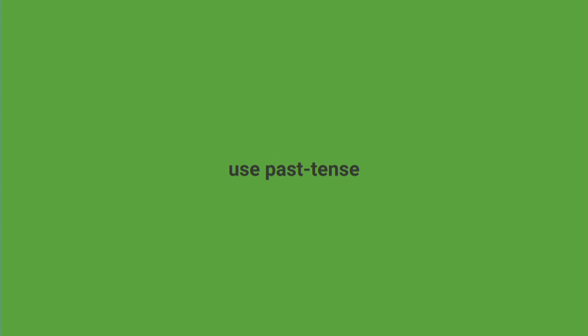So first, the name. Use past tense, because events have happened in the past, because these changes in our system have happened in the past, it's extremely logical to use past tense in these names. And also try to make sentences, because it's easier to read sentences than something that is basically unreadable. So you try to make it as humanly readable as possible.